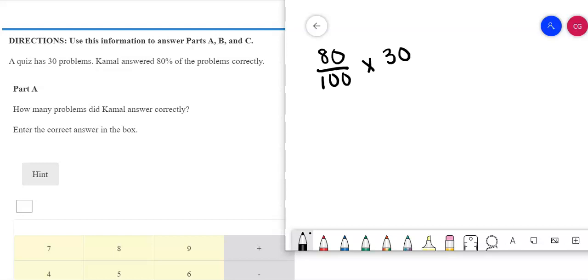Okay, so 8 times 3 is 24, and I'm going to add my 2 zeros, because I have 1, 2, over 100. I'm going to cross my zeros off, and I get an answer of 24.